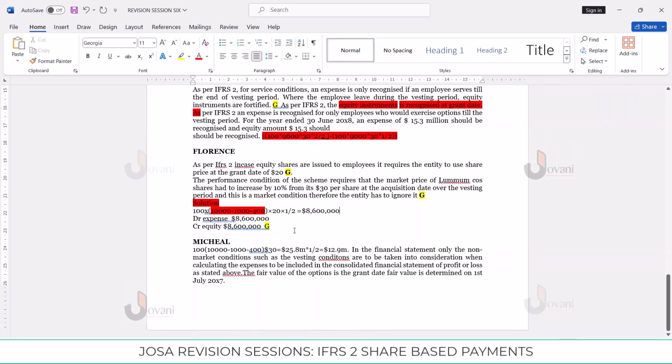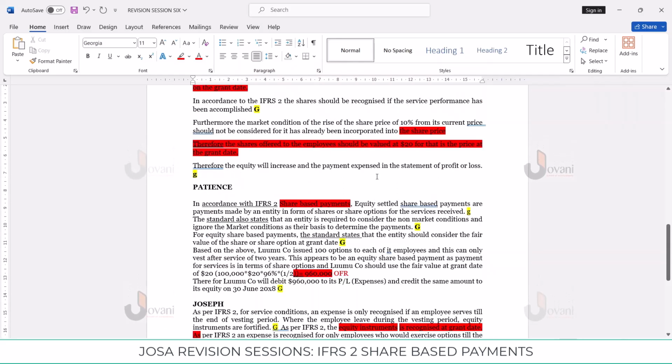In the financial statement, only the non-market conditions such as vesting conditions. Now, guys, I think the patients talked about non-market conditions. Okay? Since in the scenario, who said? Yes, it was me. Since in the scenario there is no non-market condition mentioned, don't bring it in your answers because it shows that you crammed. Are you getting my point? So this one here, since they didn't talk about it in the scenario, don't bring it. Talk about what they brought in the scenario.